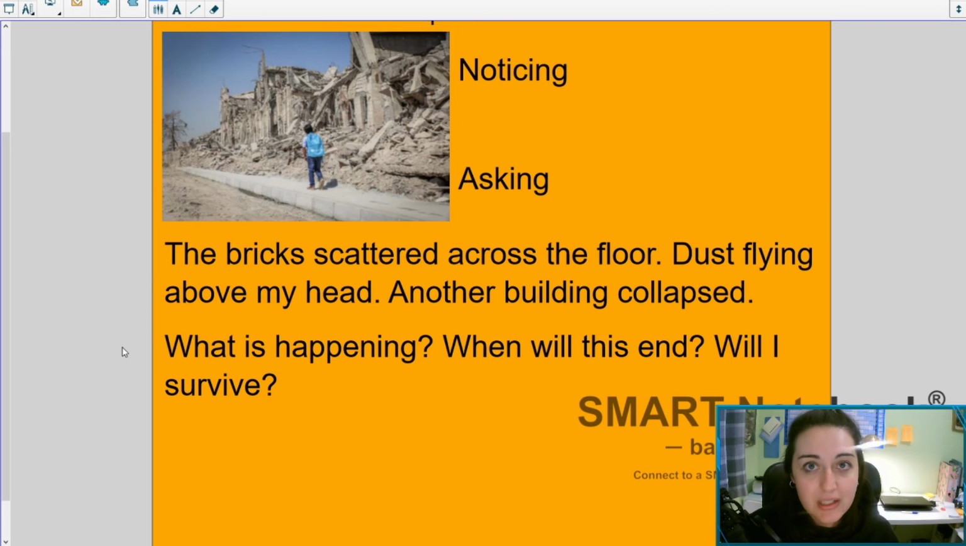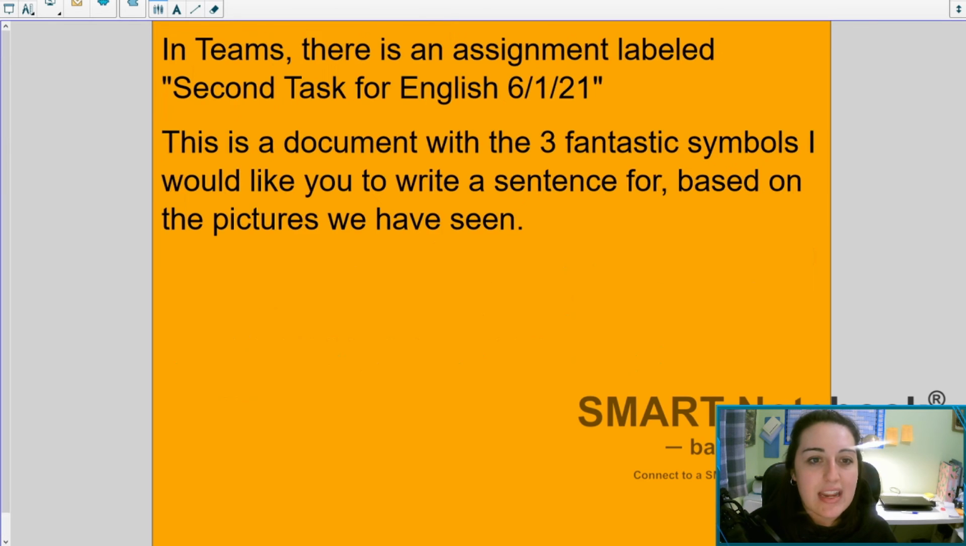Now, the second assignment that I'd like you to do today is, again, on Teams. And it is labelled Second English Task for Assignment. Now, this document is a Word document that you can edit. You will see that I have given you 4 boxes. One of them I've already completed. But I'm going to ask you here to come up with some sentences that you might use in this story that's going to be really similar to what's happening in the pictures we've looked at already.